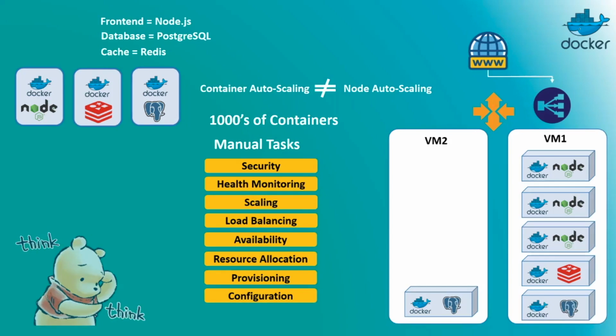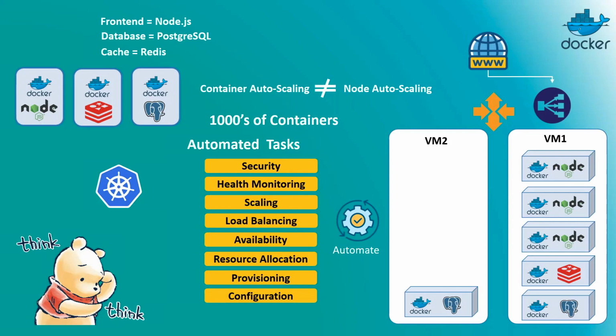You can pause the video and think, what is the alternative to manage all these tasks automatically? To automate this task, if you are thinking of a container orchestration platform, you are on the right track. Yes, we need Kubernetes, a container orchestration platform that can help us to automate all those manual tasks, and we can effectively run hundreds or even thousands of containers.